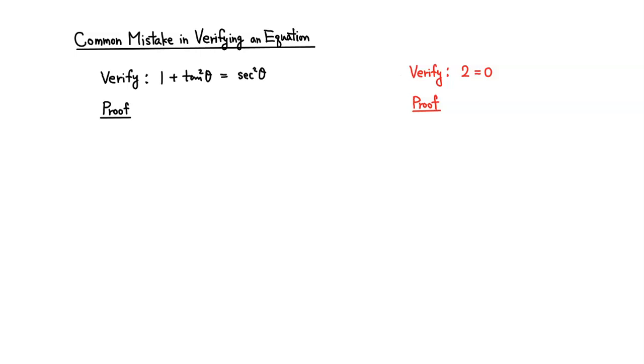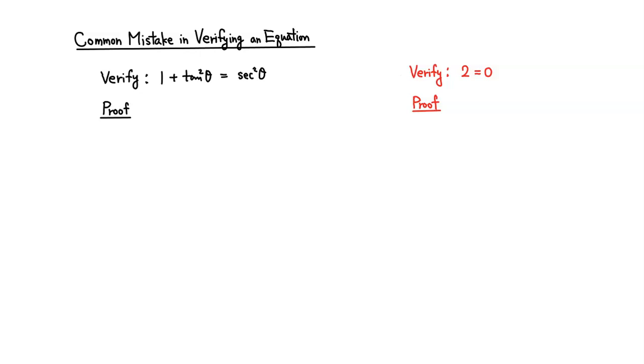All right, let's look at a common mistake in verifying an equation. Let's look at this example. Verify 1 plus tangent squared of theta is equal to secant squared of theta. As you know, this is a true trig identity, so we should be able to verify it. But here's a wrong way, and I've seen a lot of people do this.